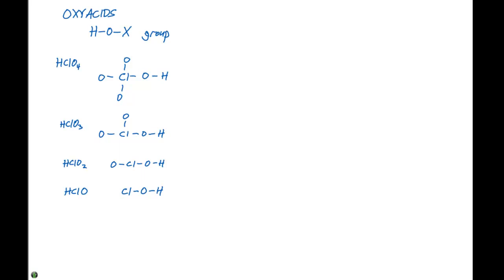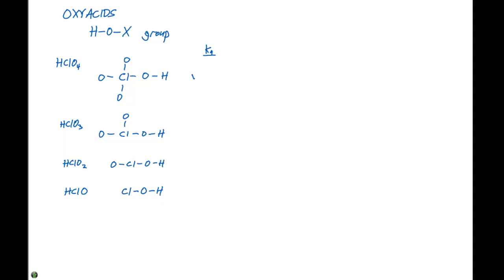So now let's focus our attention on oxyacids, which contain an OH bond with an X group on it. I've listed 4 of them here: HClO4, HClO3, HClO2, and HClO. I've also drawn the structures of them out here. Let's compare the Ka, or the acid strength, of each of these acids.